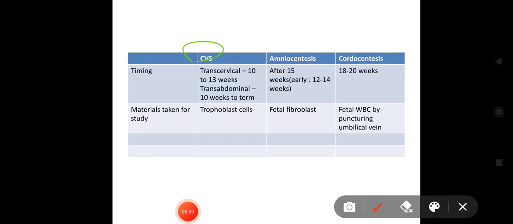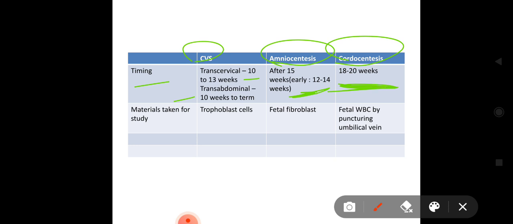Now the difference between CVS, amniocentesis, and chordocentesis. Timing: transcervical CVS is done at 10 to 13 weeks. Transabdominal is done from 10 weeks to term. Amniocentesis is done after 15 weeks, and if done early, then between 12 to 14 weeks. Chordocentesis is done at a later stage, 18 to 20 weeks.